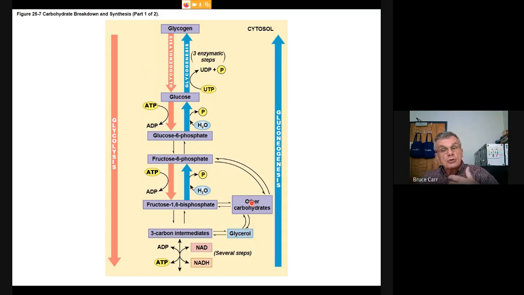Lactose is broken down to 2 monomers. We can take those and convert them to glucose by going into this pathway. So it may be another 3-carbon intermediate. It may be the fructose 1,6 step. It may be the fructose 6 step. But once we get into this gluconeogenesis pathway, we can take it to glucose if we need to raise the blood sugar, or we can store it as glycogen if we need to lower it.